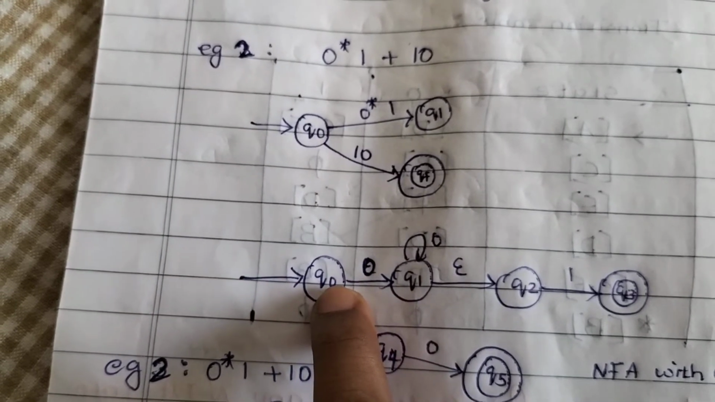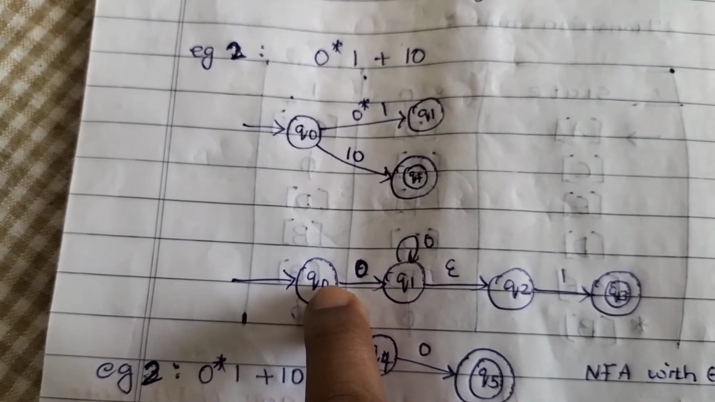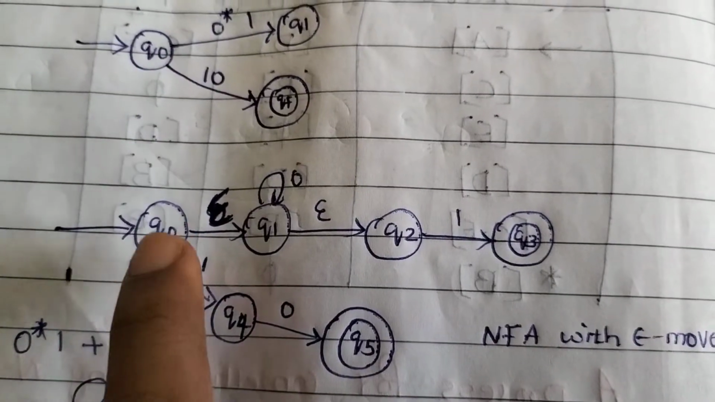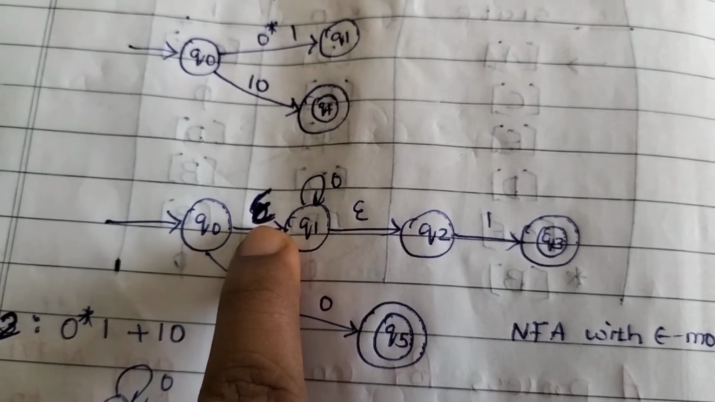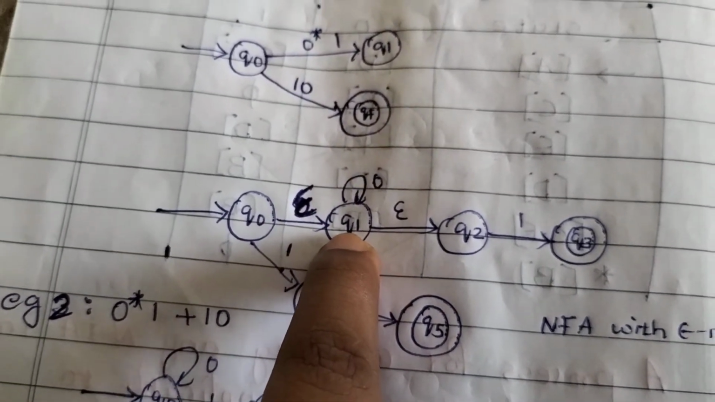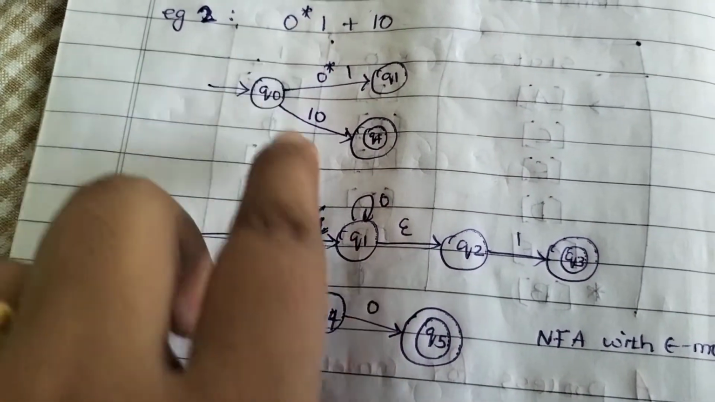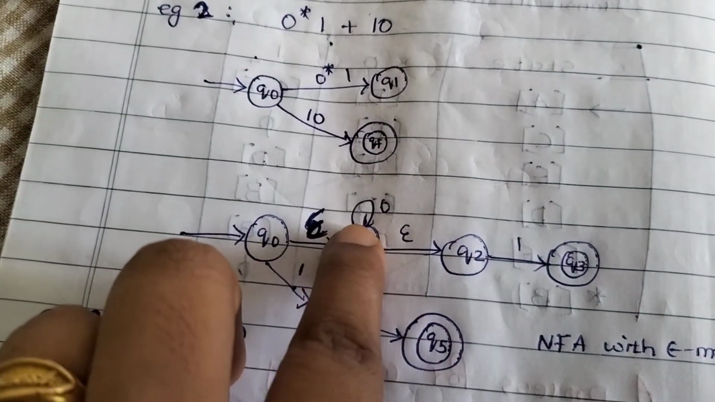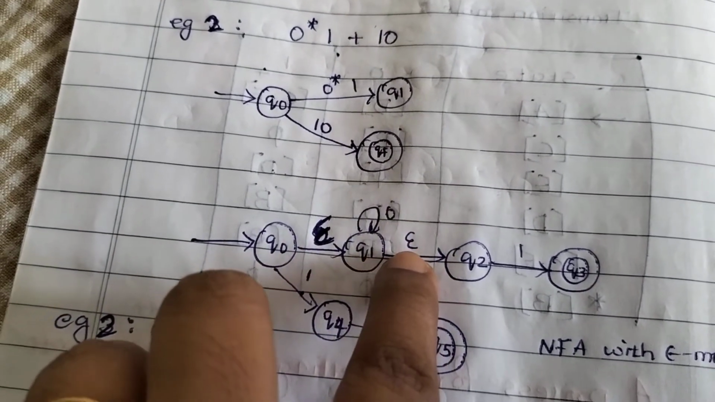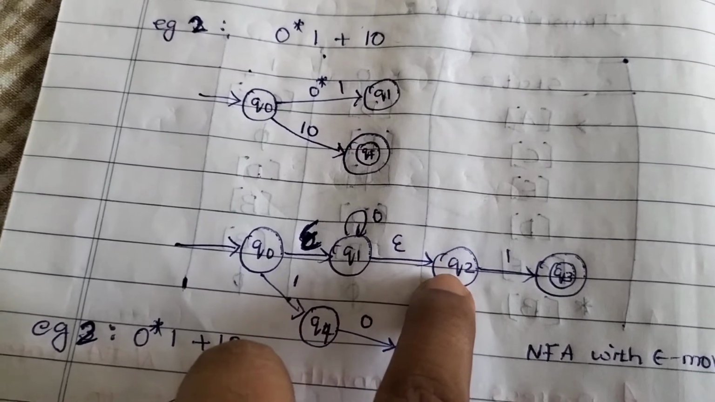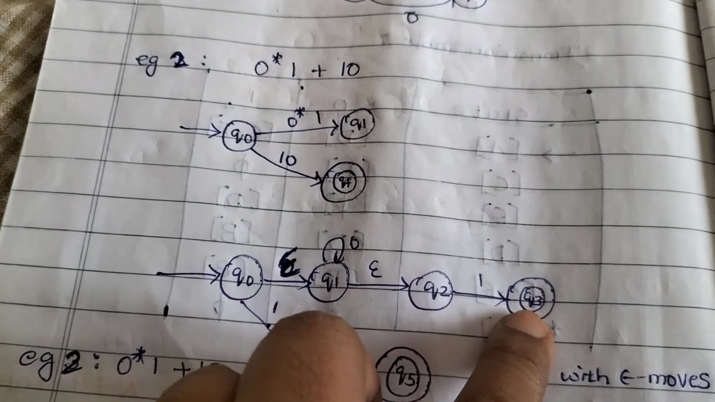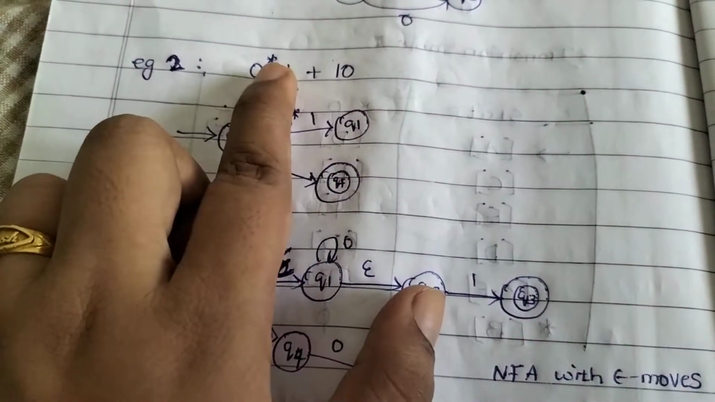So from Q0 to nothing, with epsilon we are moving to the next state Q1, and what is that, we are having 0 star. So here we are making a 0 star, we are giving a self loop, and from Q1 without any input, with epsilon we are moving to the next state, and what we are having next, with 1 we are moving to the end state, right? Now this part is over.